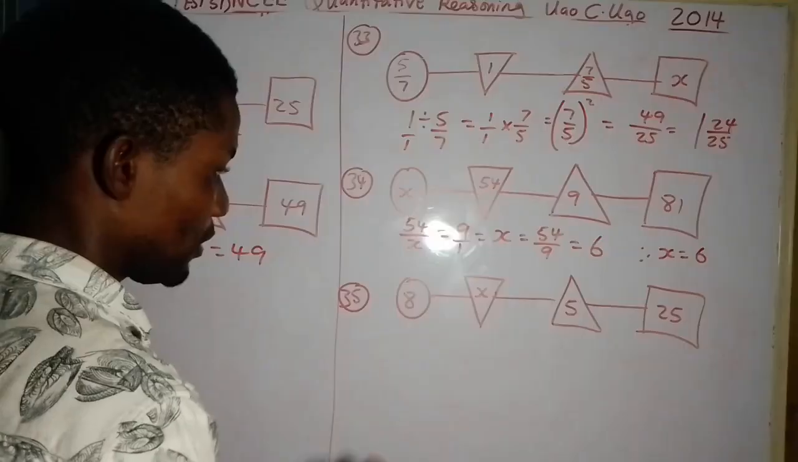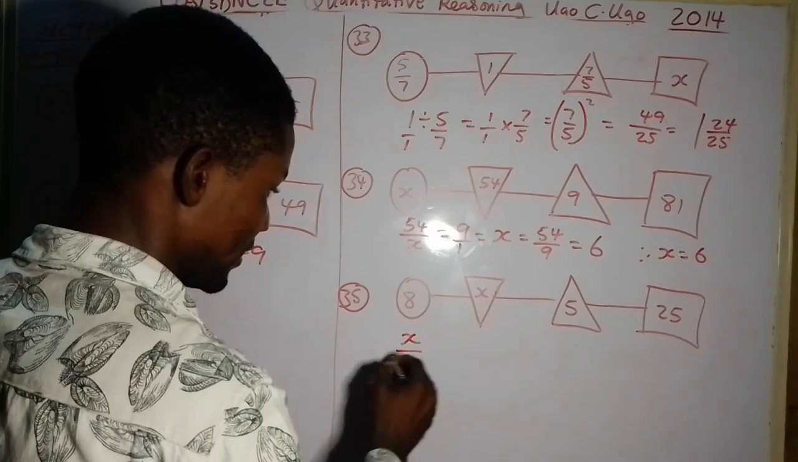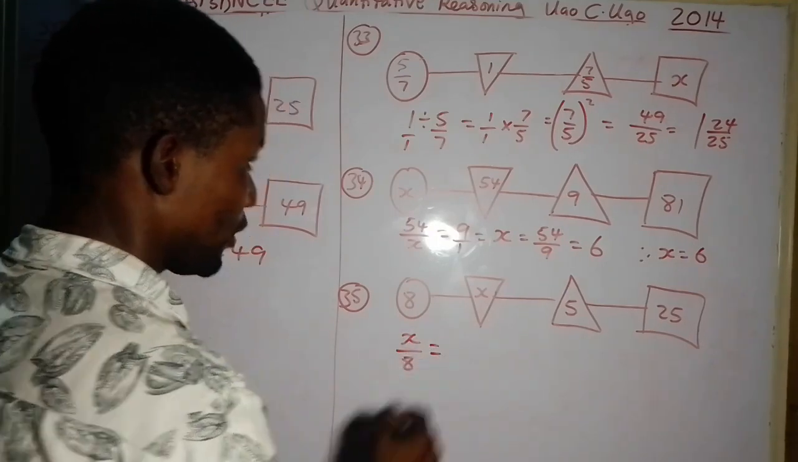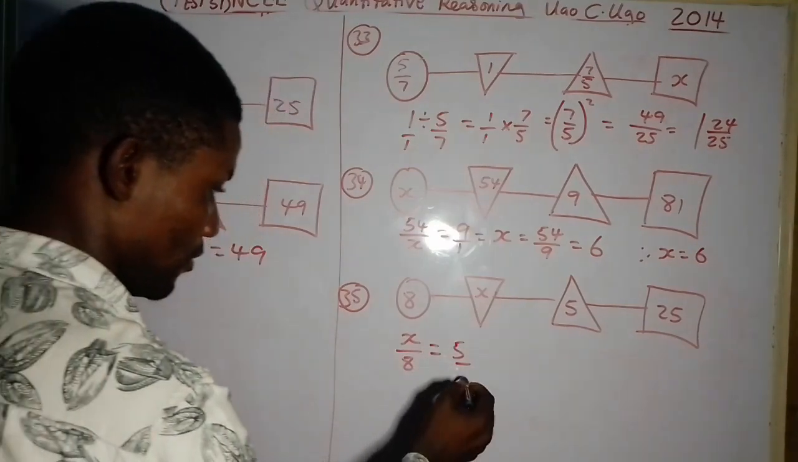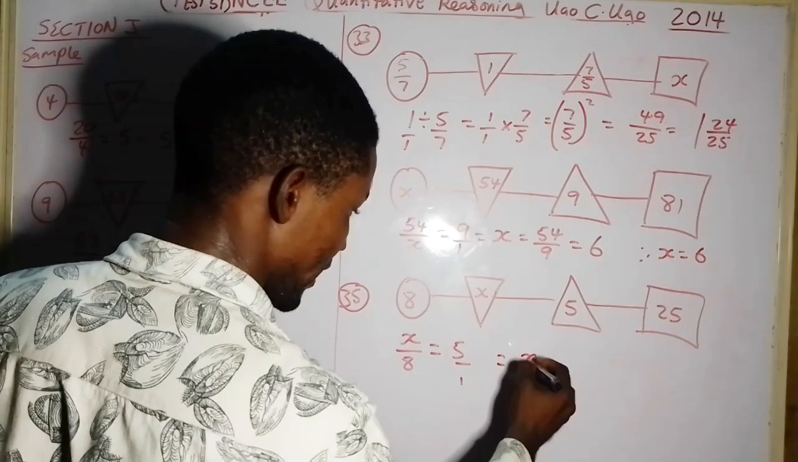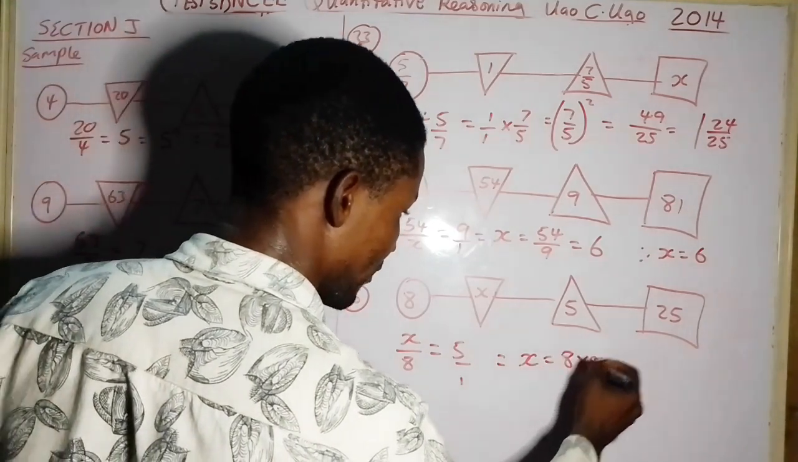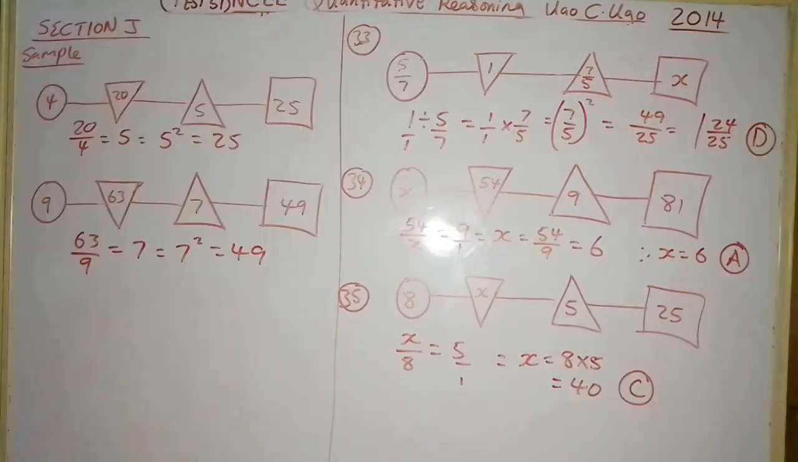Now let's go for the next one here. We have x divided by 8 equals 5. Now let's find x. So we say x equals 8 times 5, and that's going to give us 40.